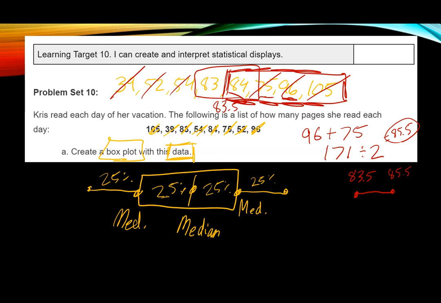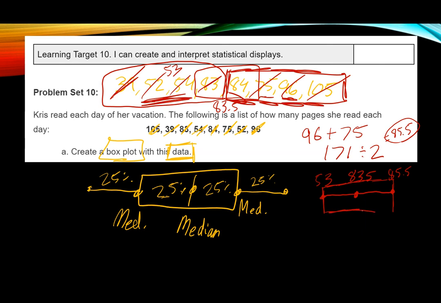And then we got to find this side's median, which is going to be, see, cross off 83, cross off 39. We're left with 52 and 54. So it's going to be what's between those, and that would be 53. So here we'd have 53. So that's going to be what's inside of our box. That's called our interquartile range.